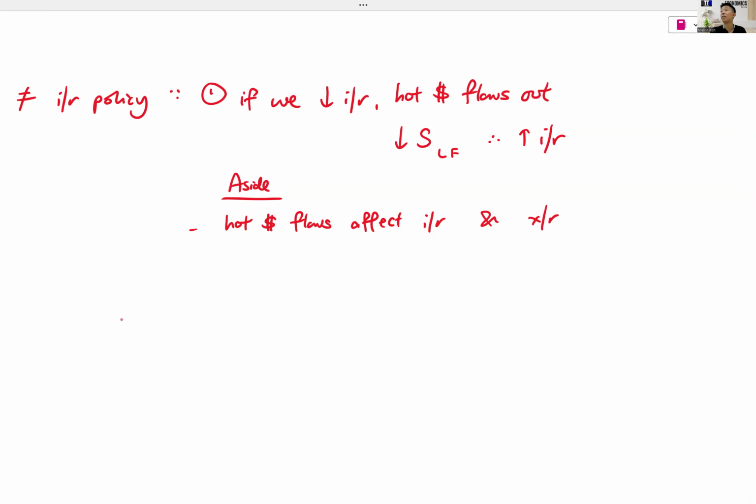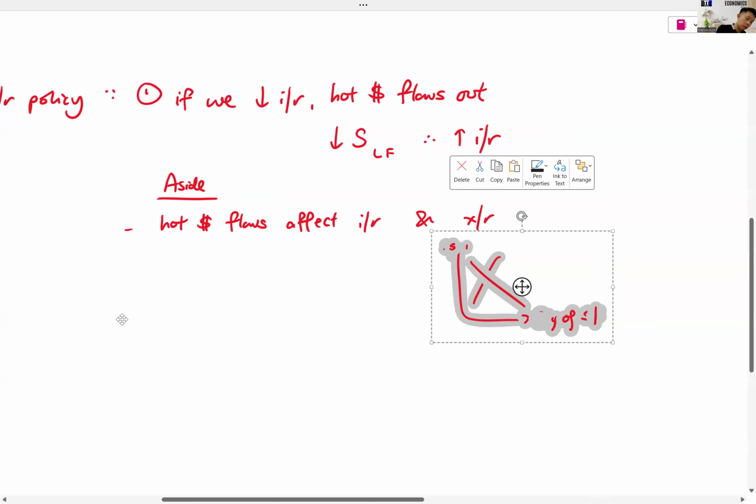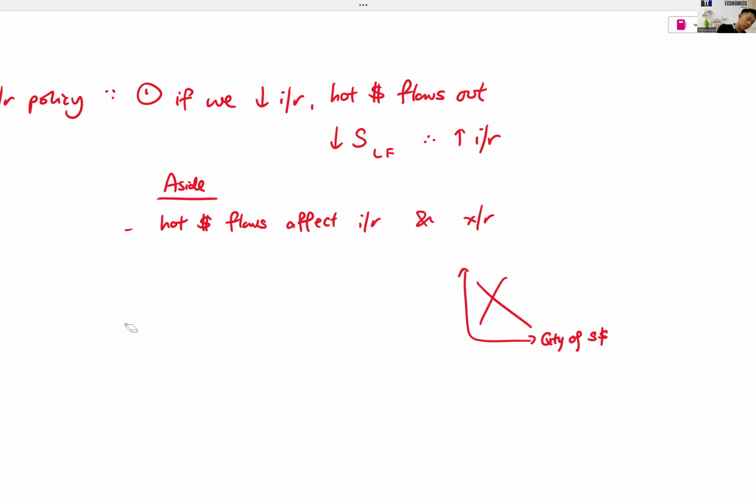You first need to know what is the framework to analyze interest rates. What's the framework to analyze exchange rates? Exchange rate determination is just like that, you know? Supply and demand. So let's say this is Sing dollar. This is the price of Sing dollar in a foreign currency, right? Let's say in US dollar. So this is just supply and demand.